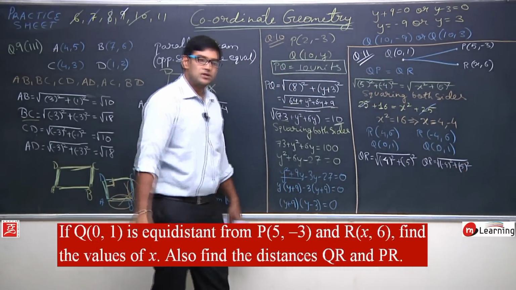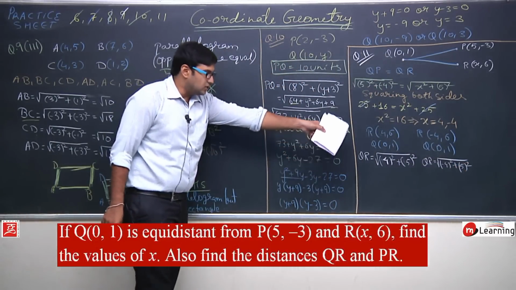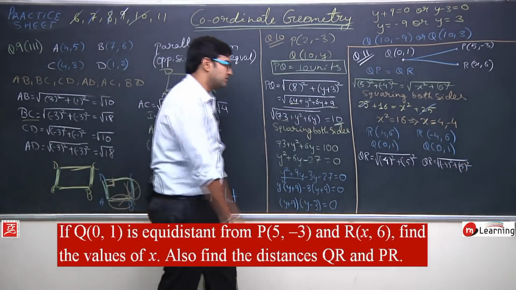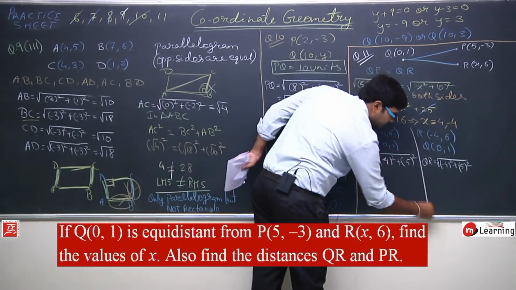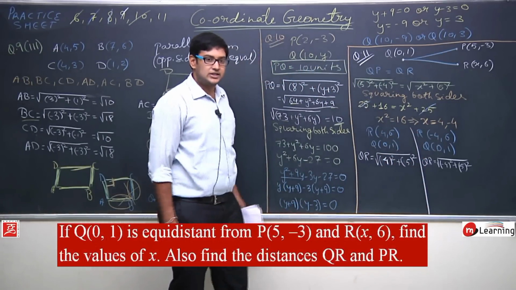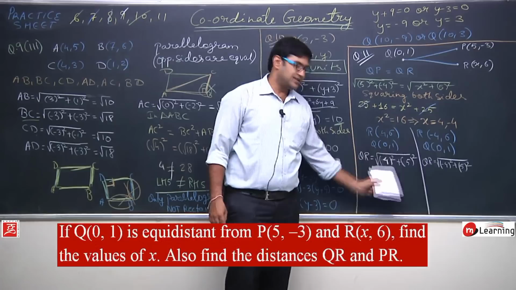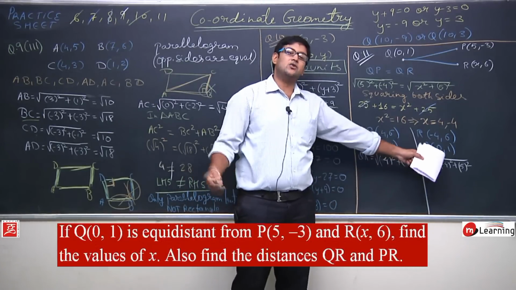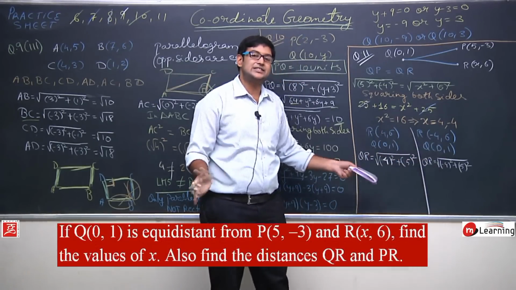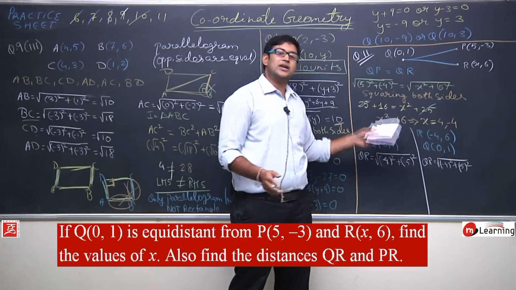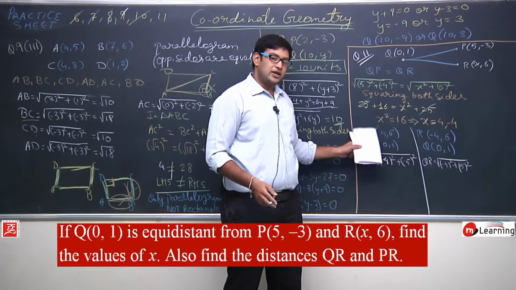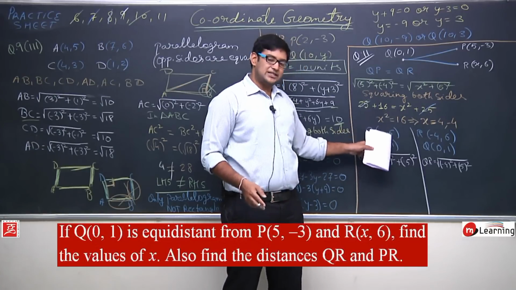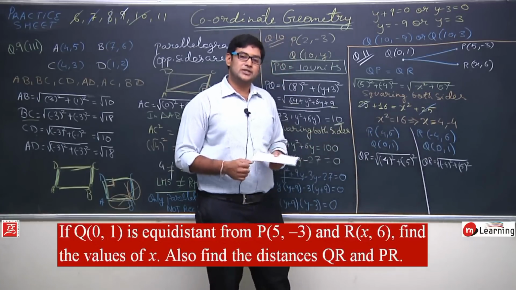Okay, so in this way we can calculate QR in both the cases, because we have two different values of R, two different values of x. That's why we have two different calculations. But you can see the distances are equal. Okay, there is no change in distances. It's just about the location of R point. Here it is located at (4, 6), here it is located at (minus 4, 6).